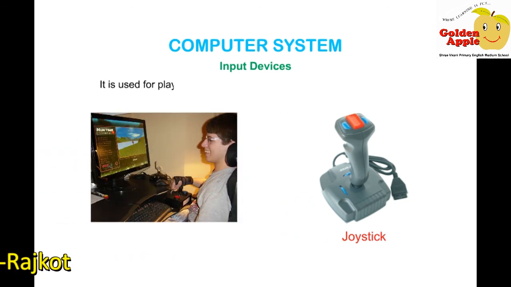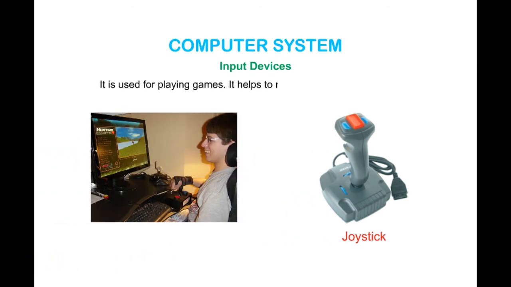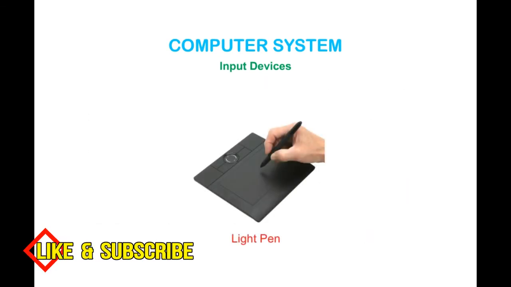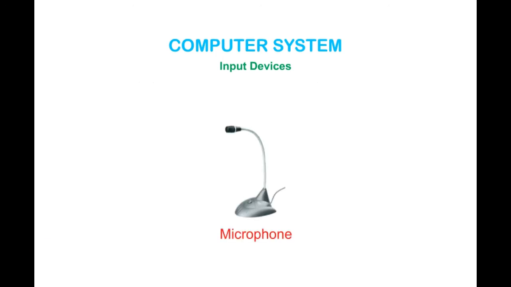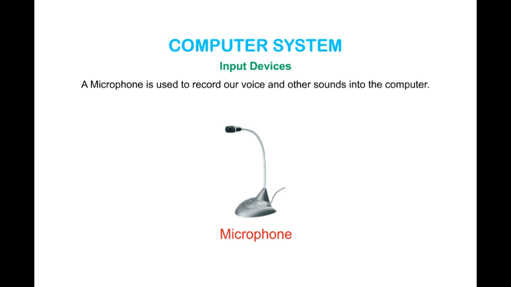Joystick. It is used for playing games. It helps to move the items on the screen. Light pen. It looks like a pen that can be used on a special pad. Whatever you write on this pad can be seen on the monitor. Microphone. A microphone is used to record a voice and other sounds into the computer.